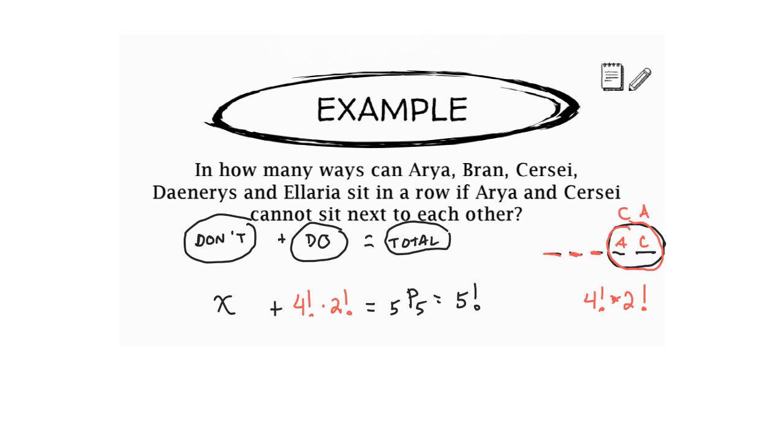So if I put all this together, my answer for x, what I'm looking for here, how many ways can they sit in a row if the 2 do not sit next to each other, is simply going to be 5 factorial minus 4 factorial times 2 factorial, which is equal to 120 minus 24 times 2, which is equal to 72 ways.